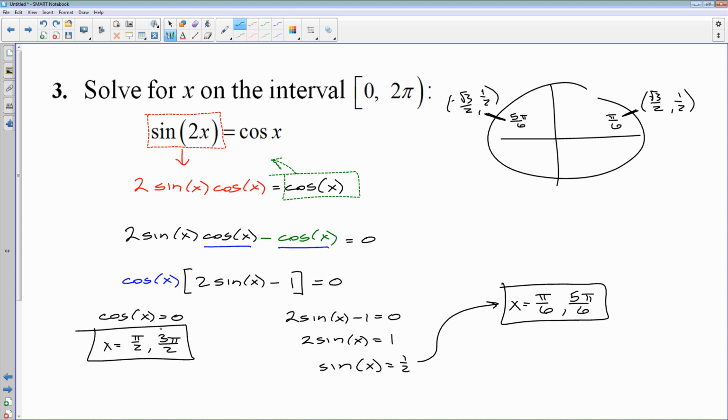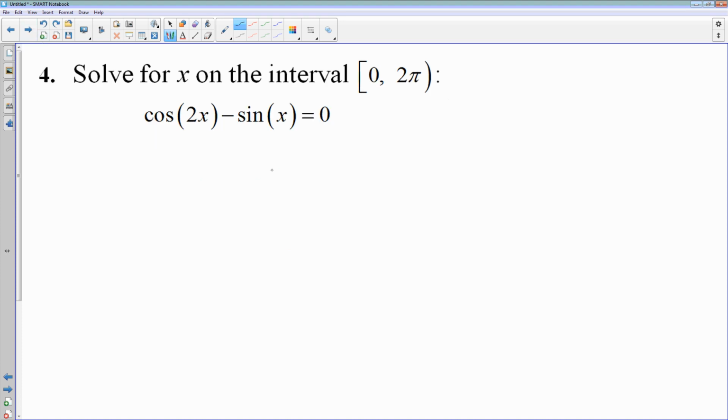So there we go. Solving the equation, first thing I did is I wanted to get the same angle. I wanted it all to be something of 1x. I didn't like having a 2x and a 1x. And then I factored. Good, good. All right, one last problem.